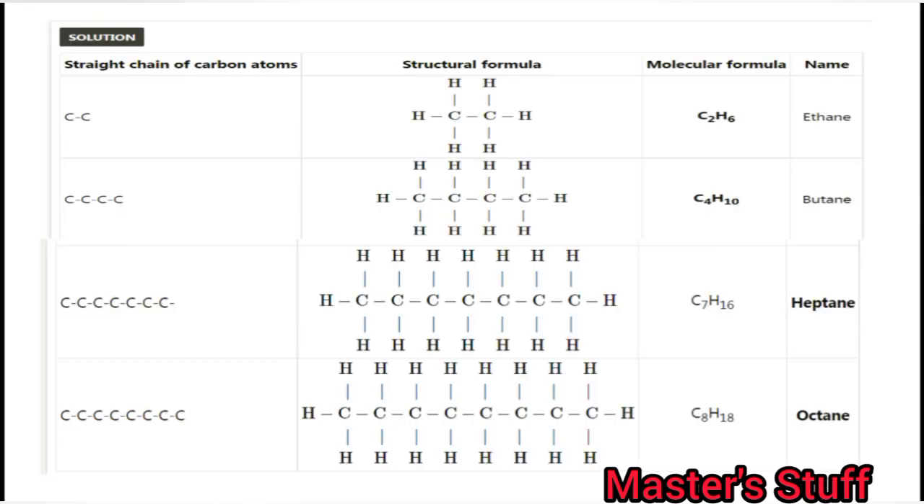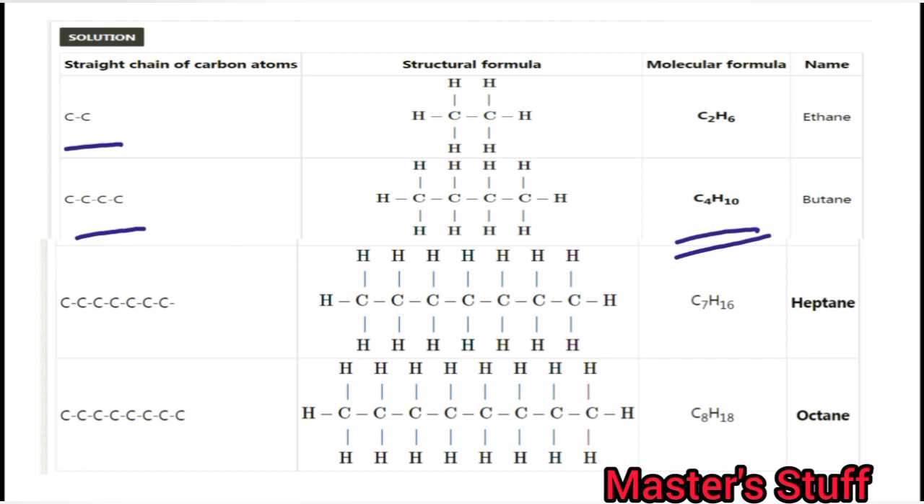Solution: a straight chain of carbon atoms, C single bond C, with 6 H, means the molecular formula is C2H6, it's ethane. Second is butane. Butane contains 4 carbon atoms and 10 hydrogen atoms around it, and the molecular formula is C4H10.